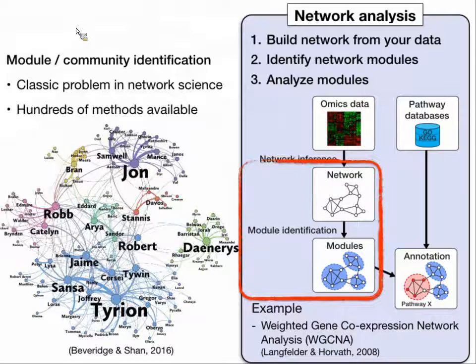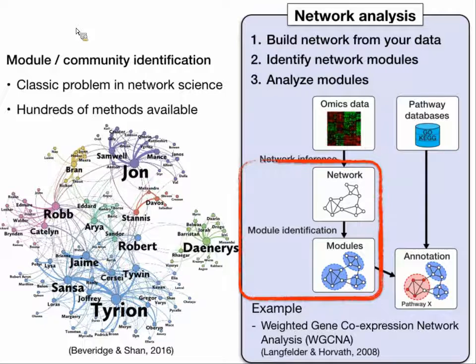So I want to now focus on the module identification step. I mean, we've dealt with network inference in previous challenges. I was interested now in comparing module identification methods. And module identification, also called community detection in network science, is a classic problem. It's a huge field, with hundreds of methods, in physics, economics, social sciences, and so on. This is very relevant. Here we have an example.